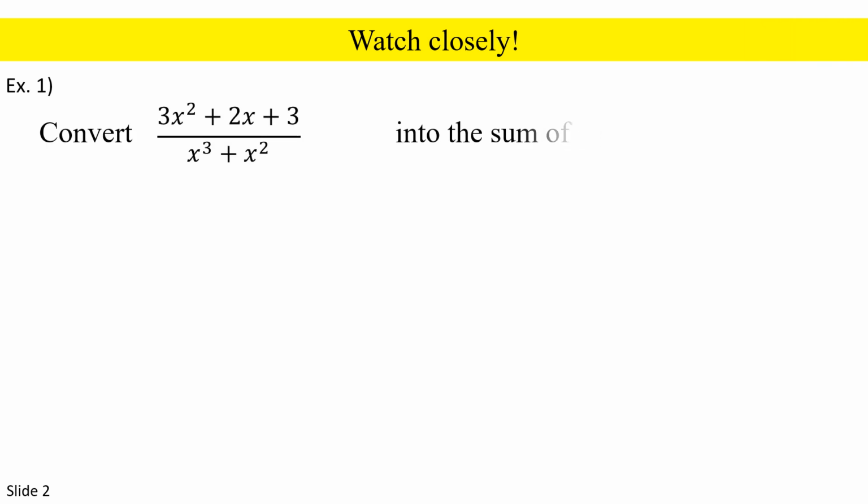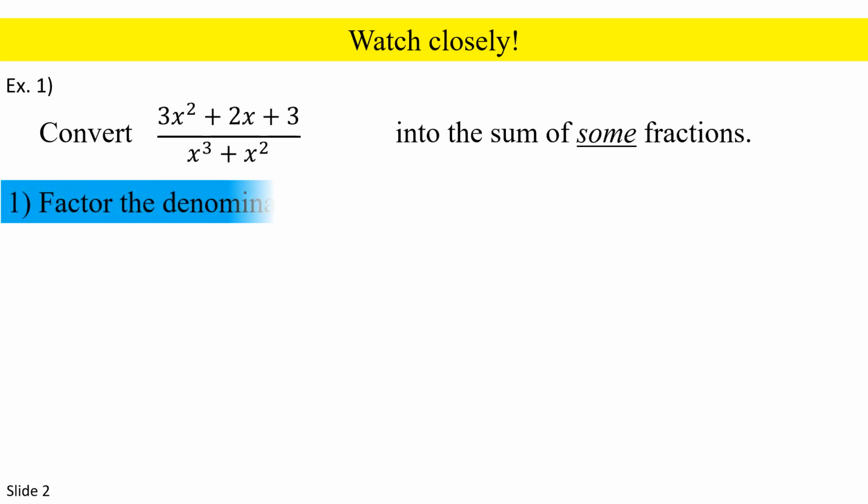Watch closely. Example 1. Convert 3x squared plus 2x plus 3 over x cubed plus x squared into the sum of some fractions. Factor the denominator, same as before. When we factor the denominator, x cubed plus x squared becomes x squared times x plus 1.